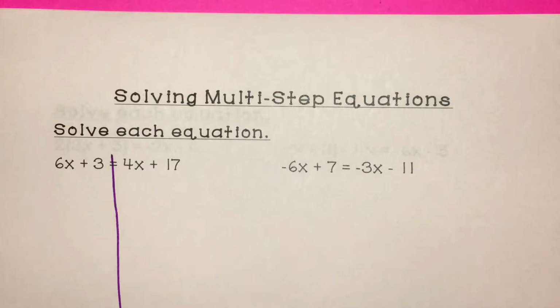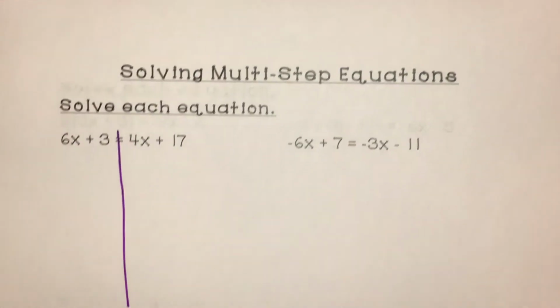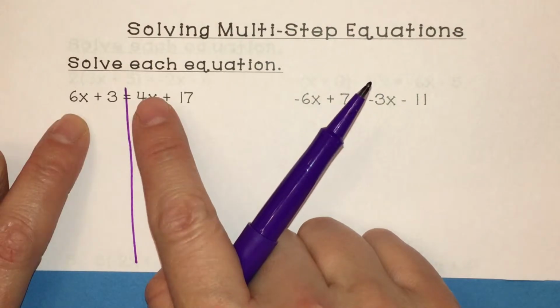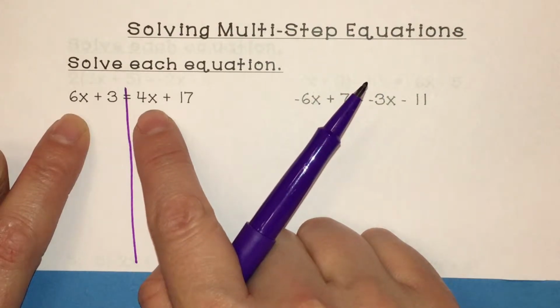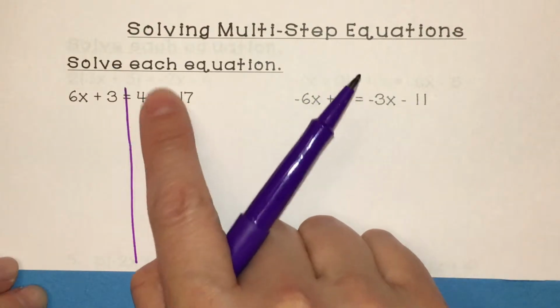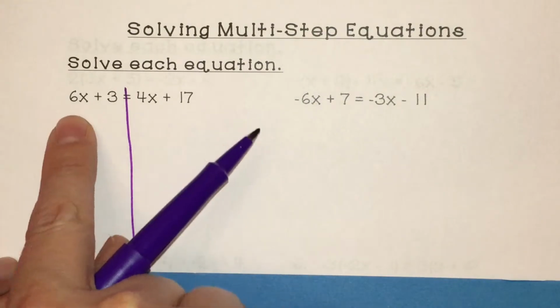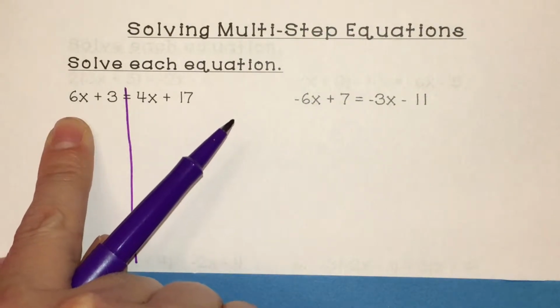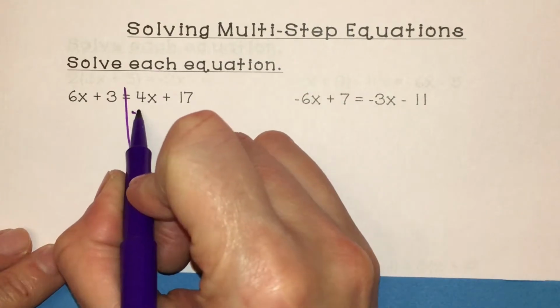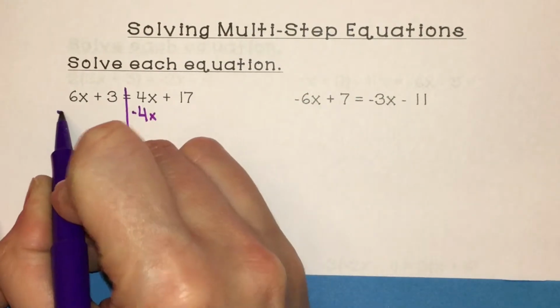Remember, the equal sign means that the two sides are equal, and if I only do something to one side and not the other, then it won't stay balanced. Okay, so on this one, I have a 6x and a 4x. So I want to move them to the same side of the equal sign. I'm going to do the opposite operation. I'm going to move this 4x over so it can be with the 6x, so I can combine them. It's positive 4x, opposite would be minus 4x to both sides.